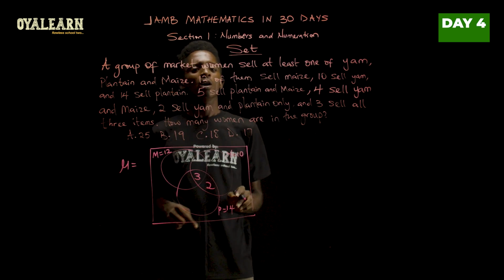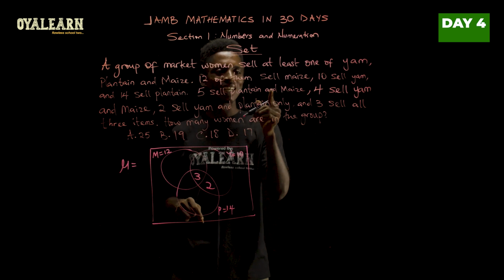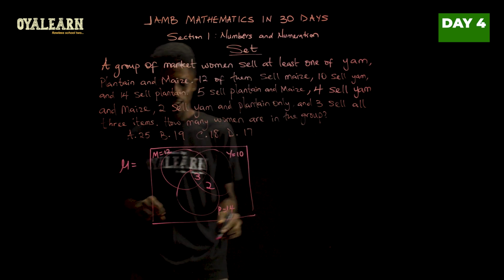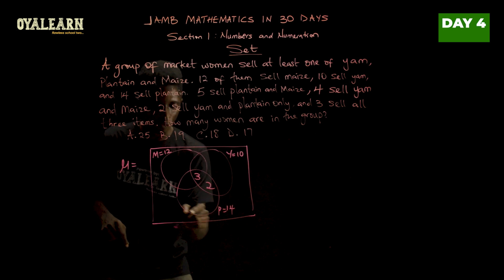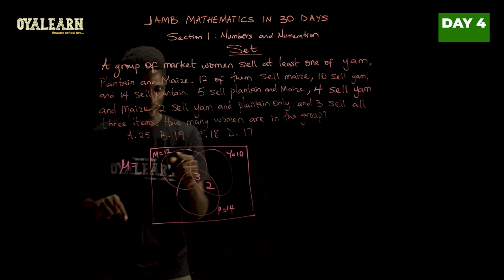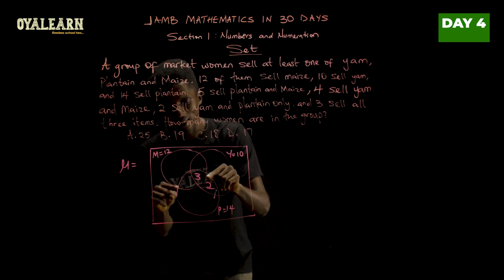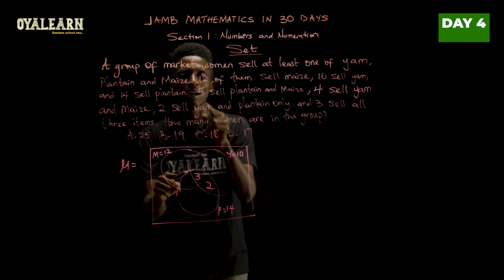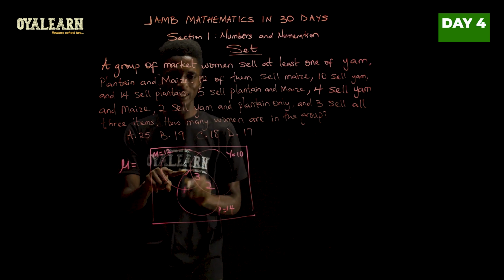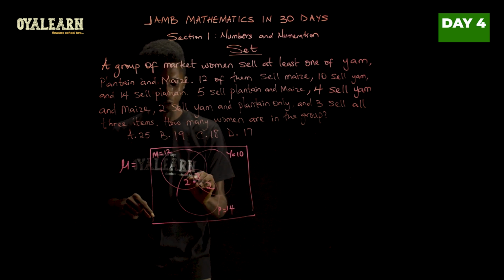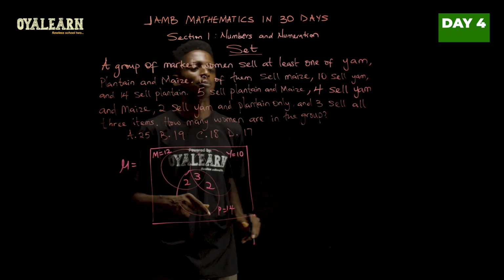Now, we are told that 5 sell plantain and maize. So when we look at the circle for plantain and the circle for maize, we see that this is the point that joins plantain and maize. Now 5 is the number that should be here. Of that 5, we already have 3. So what is left will be 2. So when you consider this, 2 plus 3 gives you the 5 that we have here.